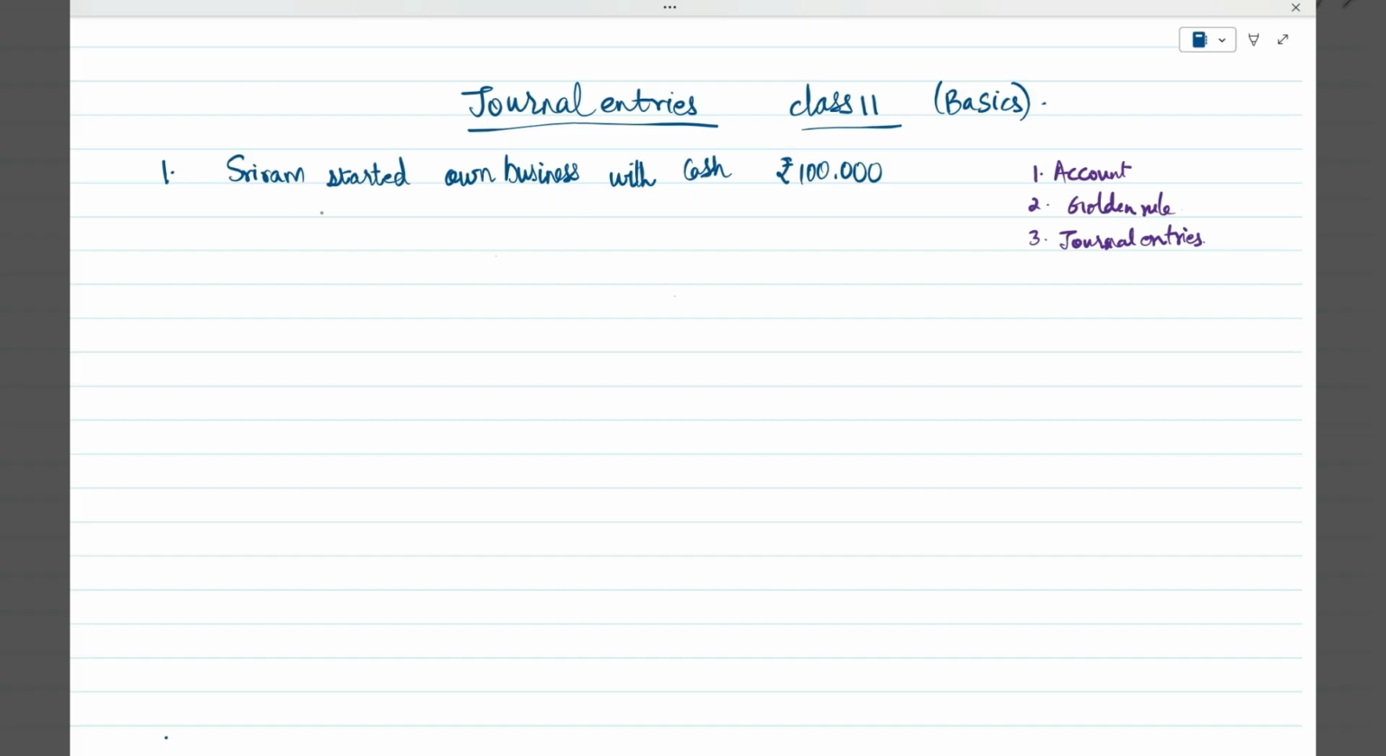Moving on to the first transaction. Owner named Sriram started his own business with cash of rupees 1 lakh. So what are the accounts involved? The owner contributed funds, right? So it is the owner's capital on one hand, and on the other hand the capital was brought in through cash. What is the nature of the owner's capital? It is a personal account. And what is the cash account? It is a real account.